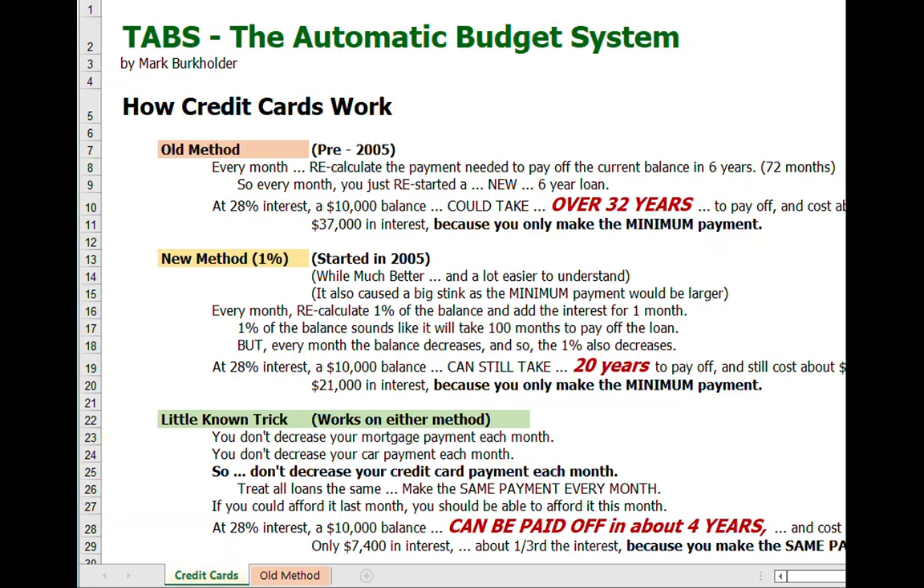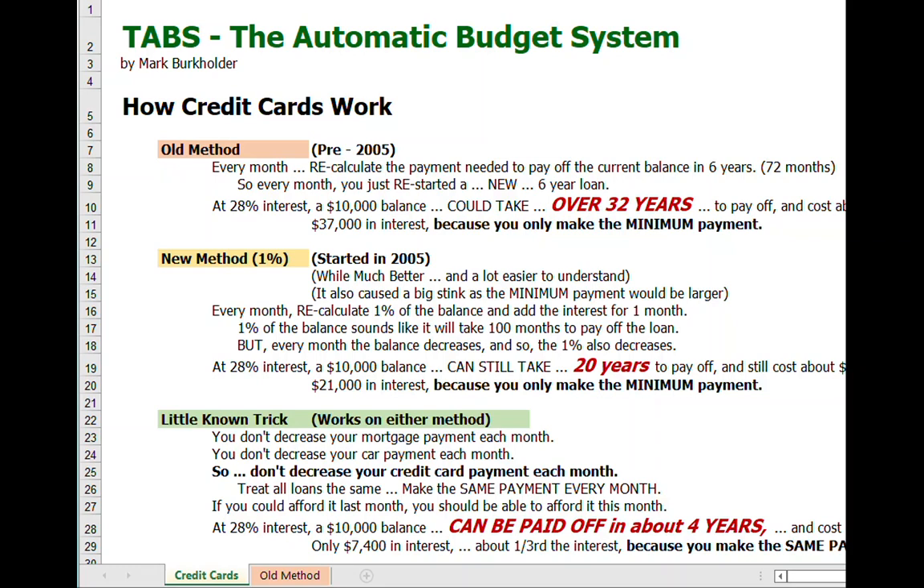Before 2005, credit card payments were calculated using the same mathematical formula as other loans. Every month, your minimum payment was recalculated as a regular payment for a brand new 6-year loan. In 2005, they changed the mathematical formula that's used to calculate the minimum payment. The formula is now easier to understand and easier to calculate, and it's no longer based on a 6-year loan.